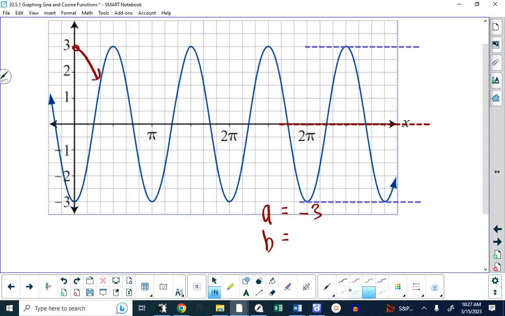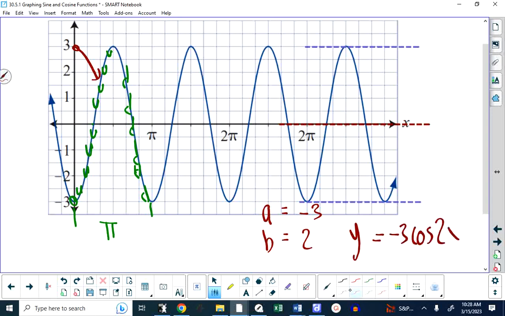Don't feel as though you have to start here for the period. Do this. Up, up, down, down. The period is pi. So I'm a stretch thinker right now in this case. Actually, it requires a bit of thought. B is 2. Because we've stretched it from a period of 2 pi to pi. So y equals -3 cos 2x.